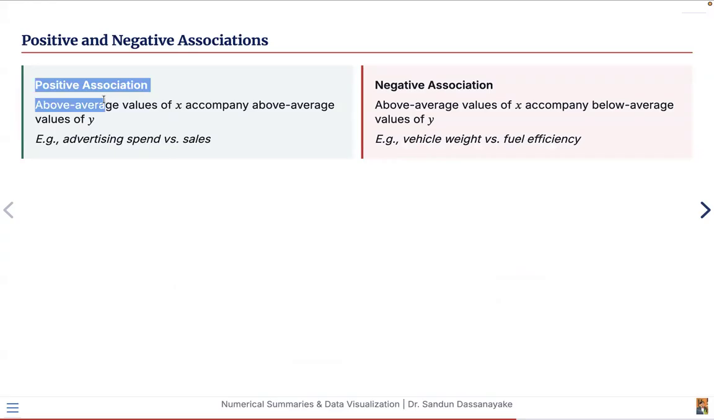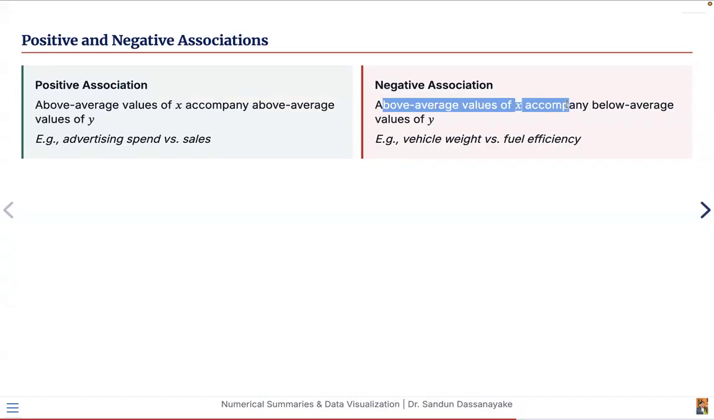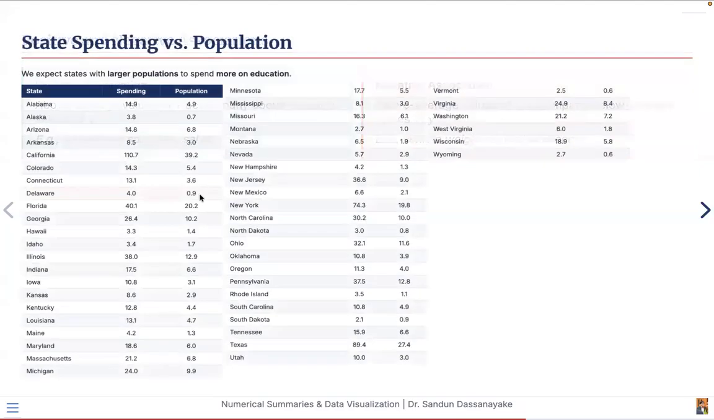Positive association: above average values of X accompany above average values of Y. So, advertising spend versus sales. Negative association: above average values of X accompany below average values of Y. So what this says in words, let's look at this, for example, state spending versus population.